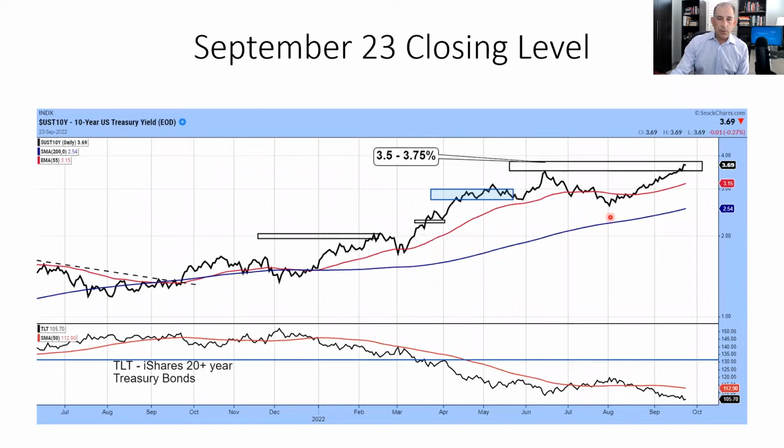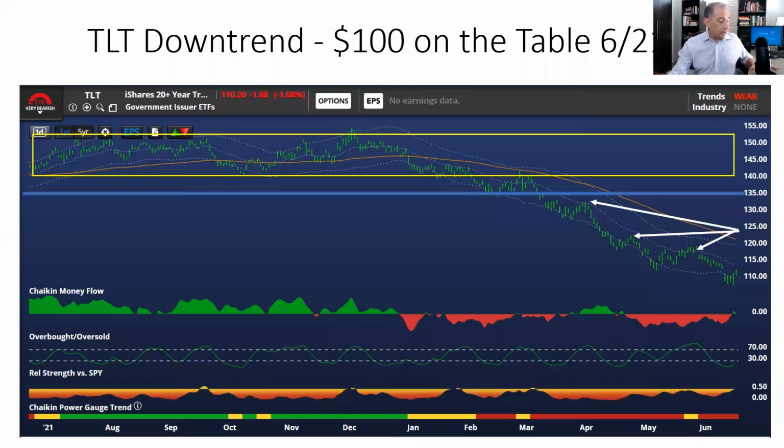That was September 23rd. That was Friday's close at around 369, right inside that target, right inside the time frame that we were looking at. And obviously, that bodes negative for bonds. That's what we've been saying, to avoid bonds for a very long time now. This entire year, we've been calling it out because of higher interest rates. And so you got to keep that in perspective.